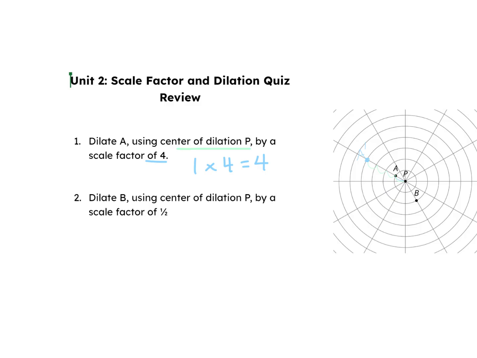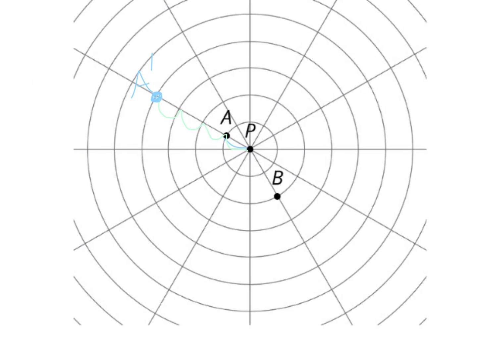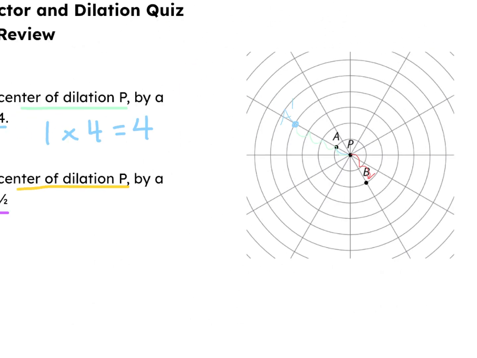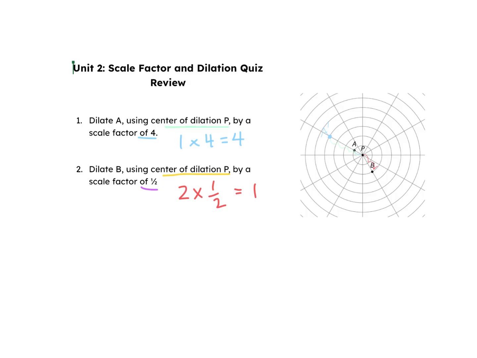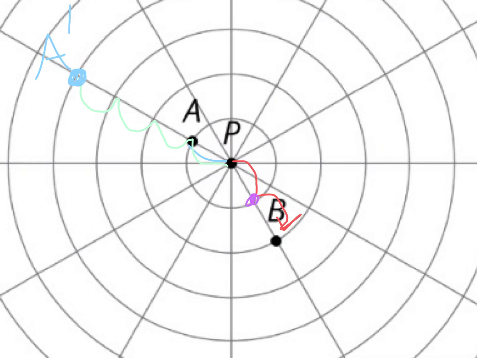Moving on to number 2, I'm going to dilate B using the center of dilation P by a scale factor of 1/2. So it's going to become half the distance. So let's look at B. Right now, I can see that B is 2 blocks or units away from the center. So I have to do 2 times 1/2, or half the distance. 2 times 1/2 is 1. So I'm going to go 1 block away from the center, right here, and I'm going to label that B prime.